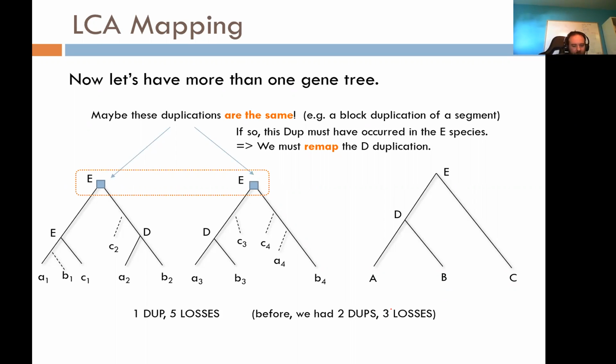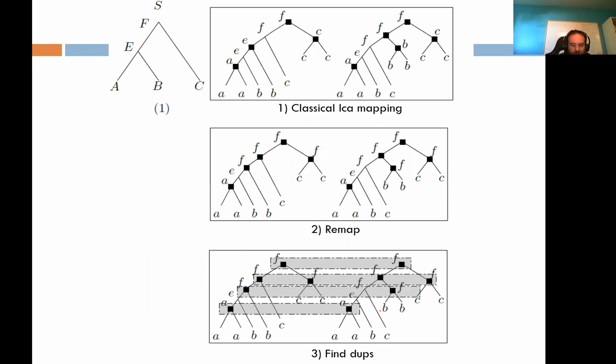And depending on what you do, you get a different number of duplications and a different number of losses. And that's the whole problem. How do you play around with remapping genes to other species and devise an optimization criterion for that? But this is the general idea of multi-gene tree reconciliation. What is usually done is you start with the classical LCA mapping, and then you say, okay, I might need to remap some genes to other species.